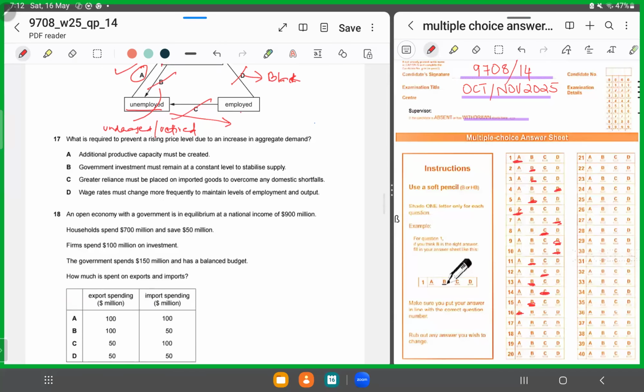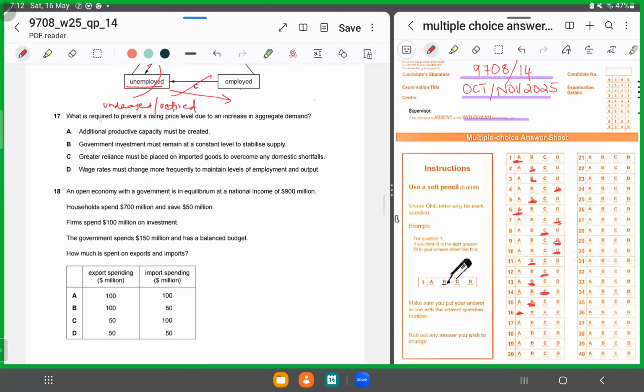Moving forward, MCQ number 17. What is required to prevent a rising price level due to an increase in aggregate demand? So now you want to stop inflation that is happening because of an increase in aggregate demand. That means what? Demand pull inflation. So too much money chasing too few goods. So now in order to stop inflation caused by increase in aggregate demand, what should be done? That's the question.